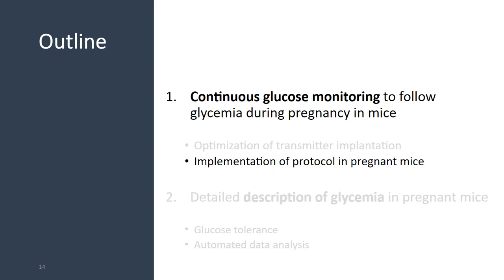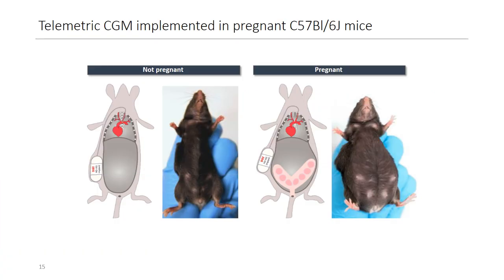So then I will tell you a bit more about the protocol that we used to monitor the pregnancy in mice. So in this picture, you can see on the left side a non-pregnant mouse, where on the right side of the animal you can see the transmitter body, and on the right you can see a pregnant mouse, where again on the right side of the mouse you can observe the transmitter body.